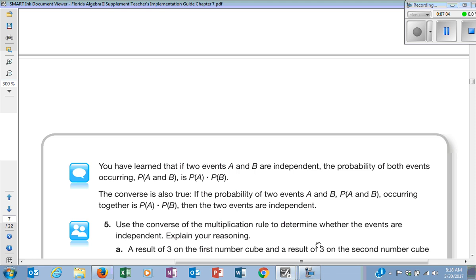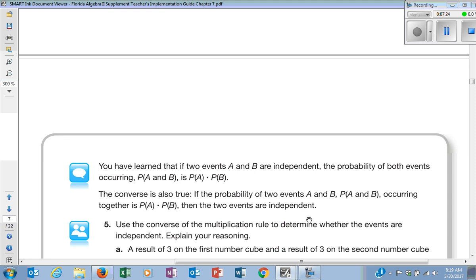They're not the same dice. There's a second dice. How many different 3s are on the second dice? 1. How many numbers are total on the dice? 6. So I still have a 1 out of 6 chance of rolling a 3 on the second cube. Does that make sense? What is 1/6 times 1/6?